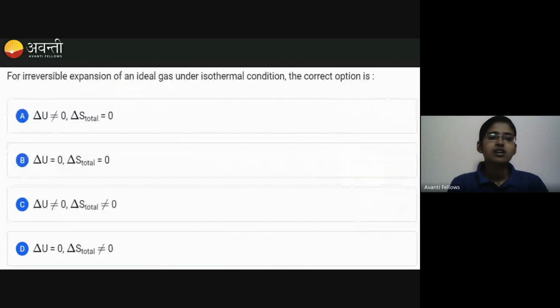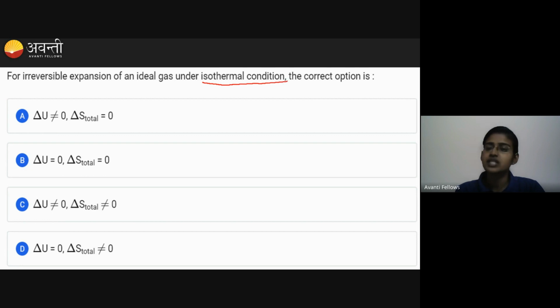Okay. The next question, the third question, says that for irreversible expansion of an ideal gas under isothermal condition, the correct option is. Can anyone try the answer for this question? Irreversible expansion and isothermal condition. What is isothermal? Isothermal means temperature is constant. Temperature is constant means delta T will be equal to 0. And the process is irreversible. Yes, Valmiki, your answer is exactly correct. It is option D. Yeah, good.